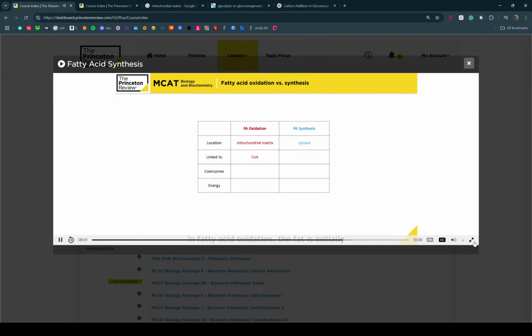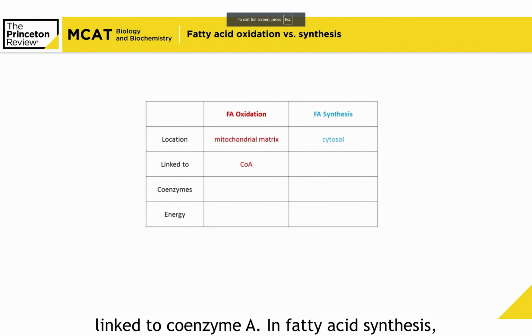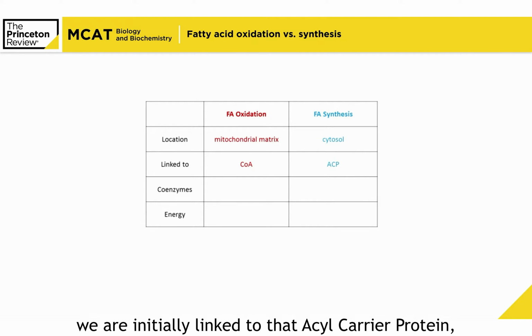In fatty acid oxidation, the fat is initially linked to coenzyme A. In fatty acid synthesis, we are initially linked to that acyl carrier protein.